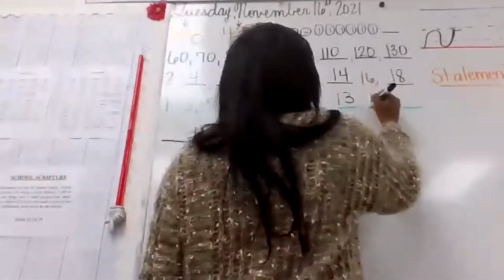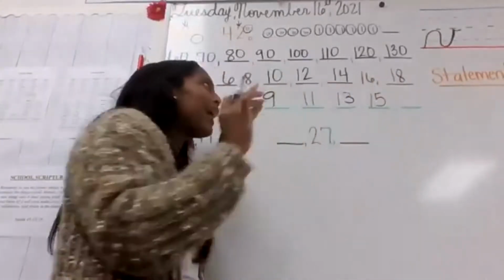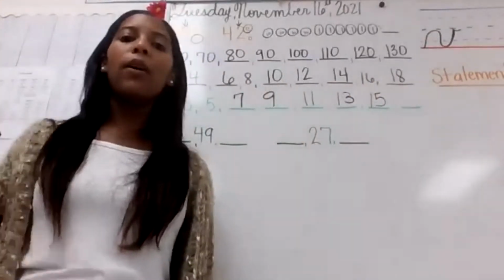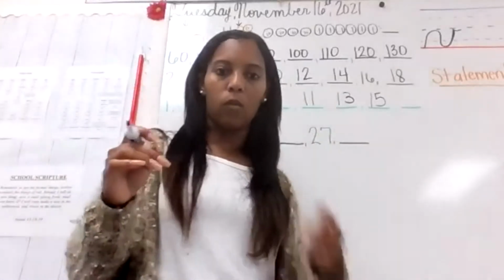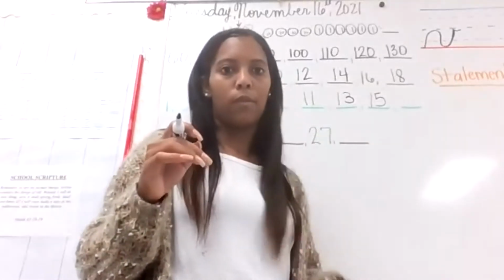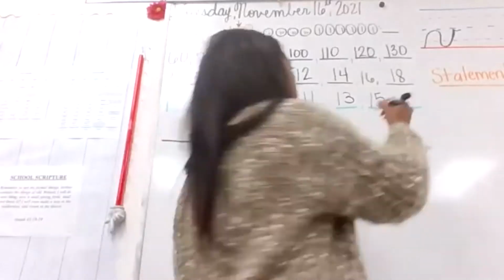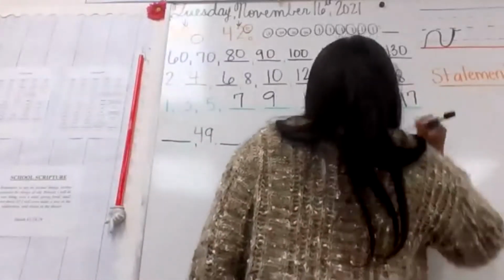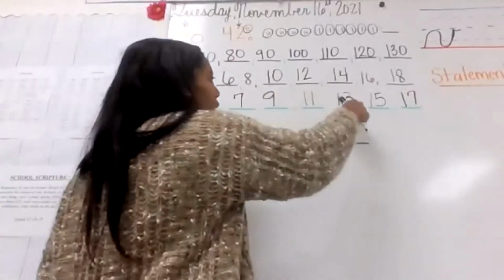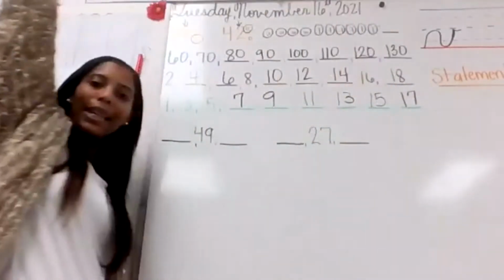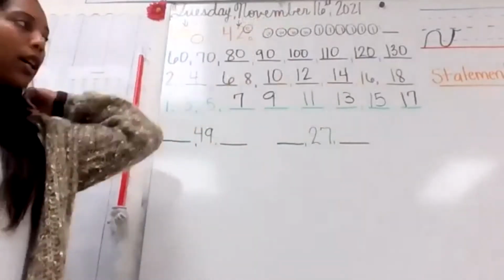Thank you. 15. 1, 3, 5, 7, 9, 11, 13, 15. Joshua, can you give me my last number? 17. Thank you. I need you guys to participate, okay? Thank you. 1, 3, 5, 7, 9, 11, 13, 15, 17. Let's go ahead and count by twos with the odd numbers.